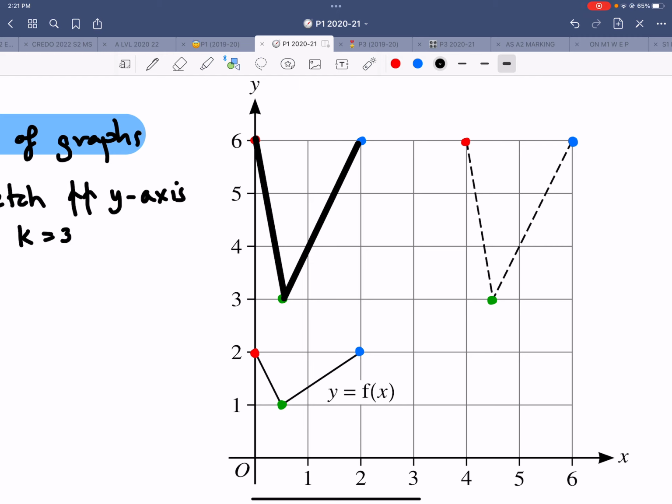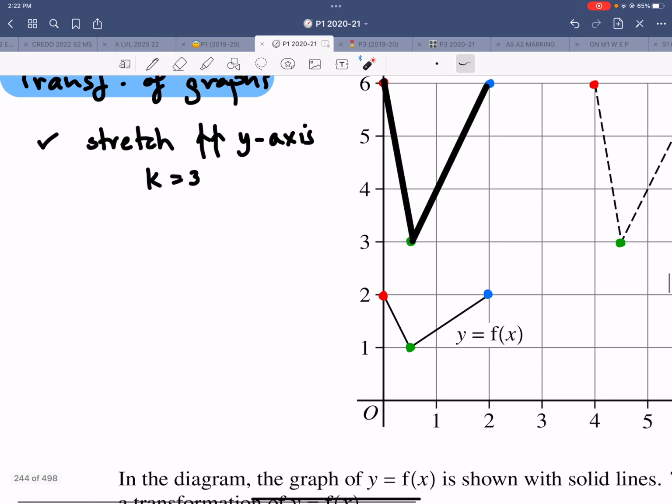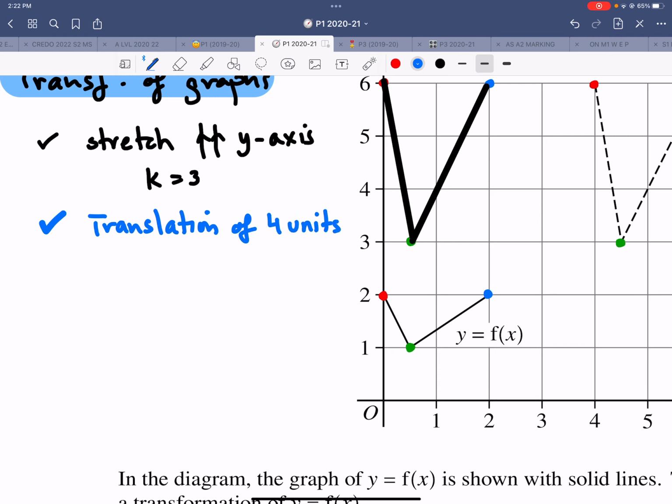How many units? The graph is shifted from here. It is better to count from here. 1, 2, 3, 4. The red one moves 4 units. The blue one, 1, 2, 3, 4. Naturally, it would move uniformly, 4 units. So basically, the next thing is a translation. It's a translation of 4 units to the right. So these are the 2 transformations that I observe.